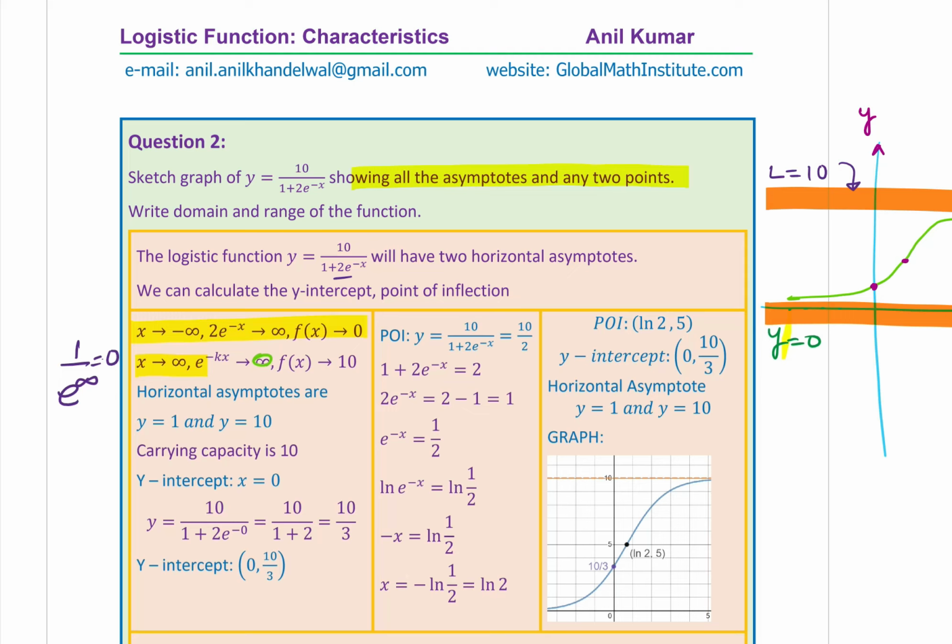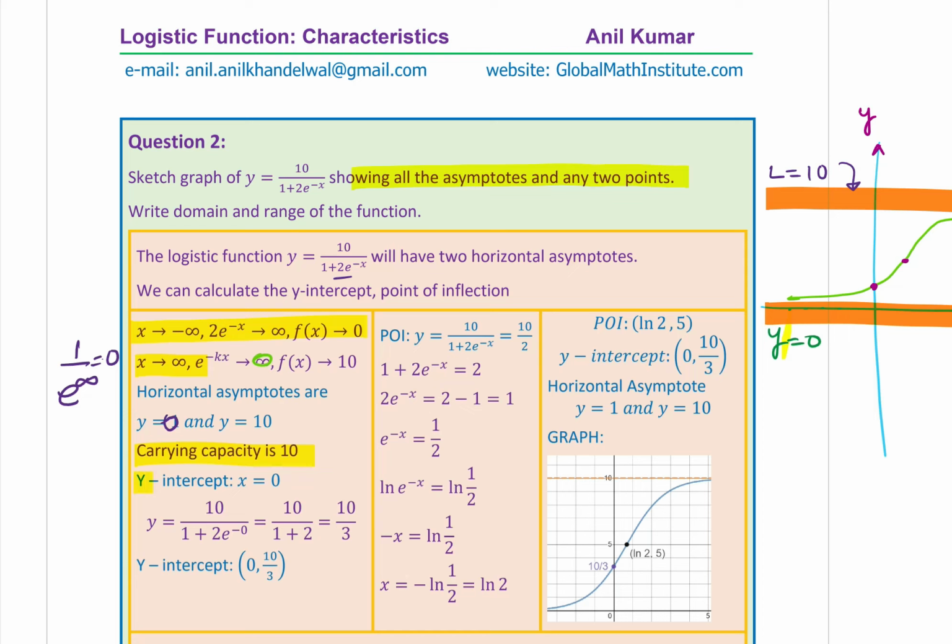Now, the horizontal asymptote, since it is approaching 10, is at y equals 10. So one of the horizontal asymptotes is at y equals 0. The other one is at y equals 10. Now the carrying capacity is the horizontal asymptote y equals 10. That is the maximum value which this function can achieve. Approach, I should say. It is never 10, right?